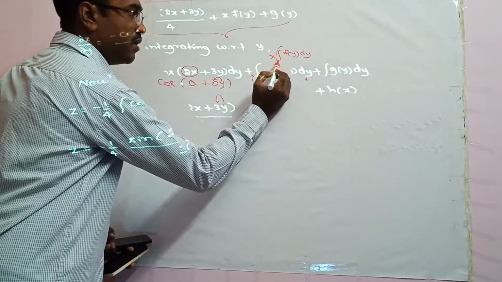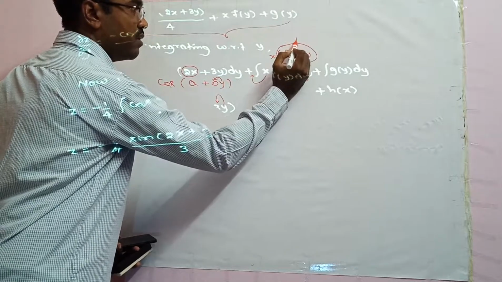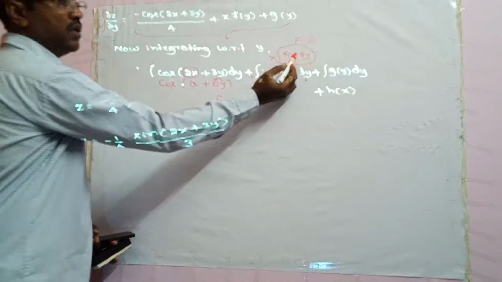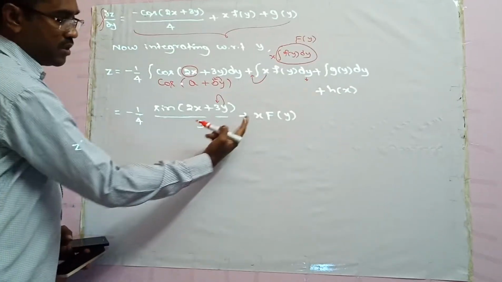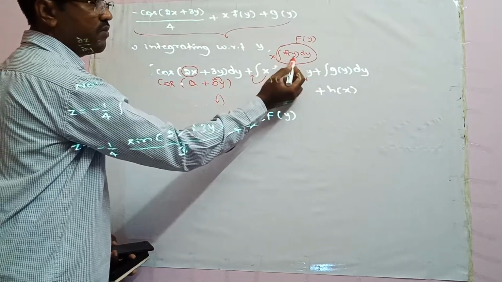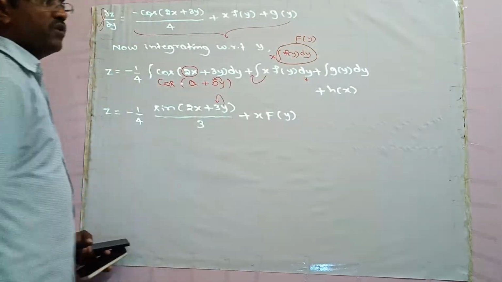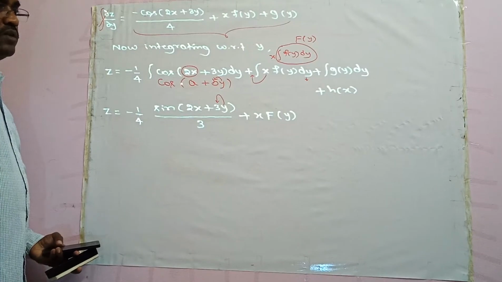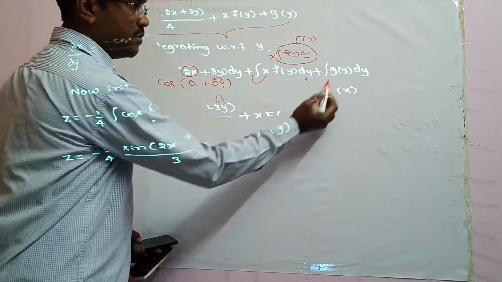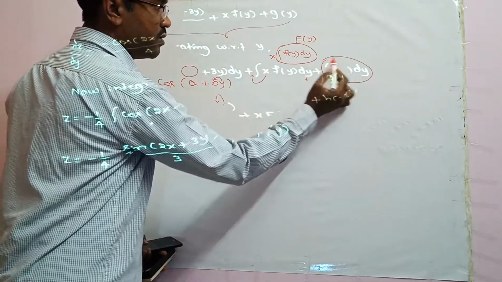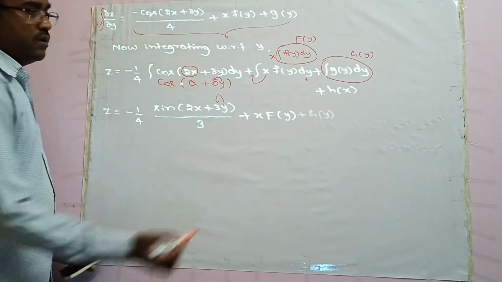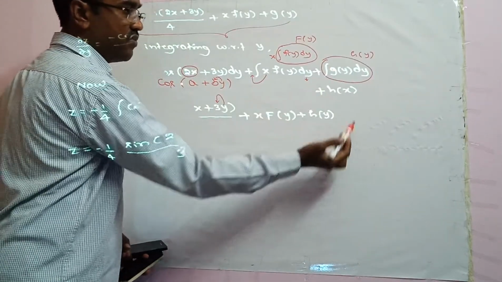Now we can denote this as capital F of y. That becomes x into capital F of y. That is the integration of small f of y, which we have taken as capital F of y. It is just a notation for the integration of small f of y, plus. Similarly, you can denote this in terms of capital G of y, plus h of x as it is.